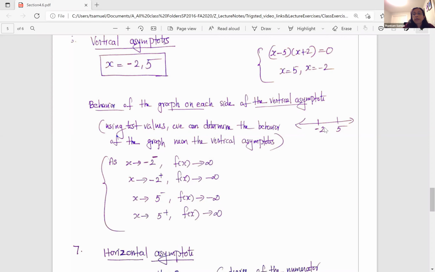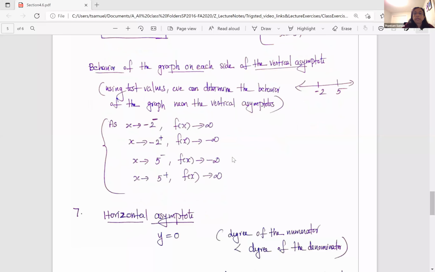And also when you consider a value on the right side of negative 2, for example negative 1, and substitute that value in the given function, you will get a negative value for the function. So we can say that the function is approaching negative infinity.